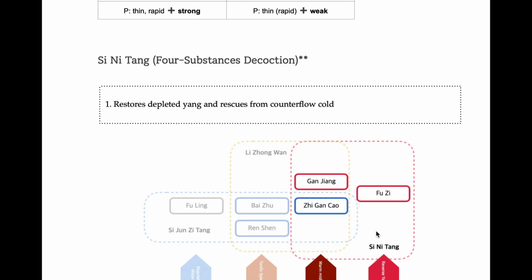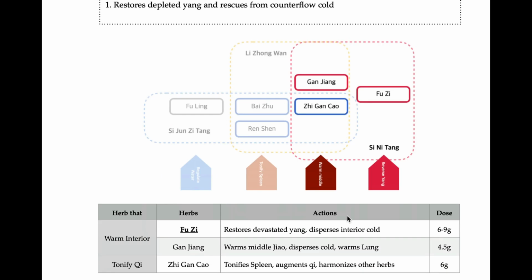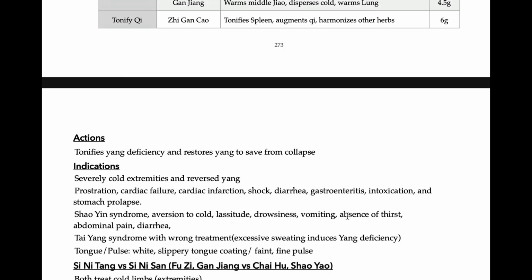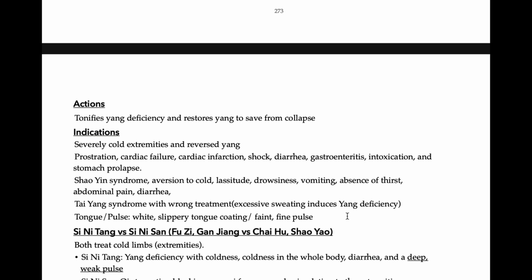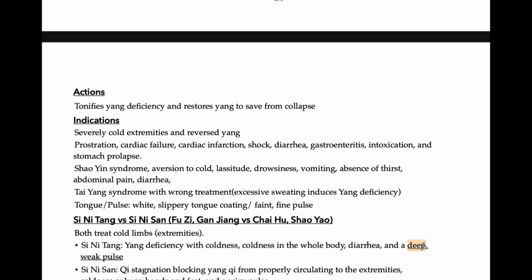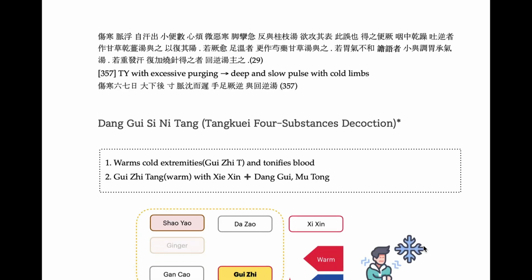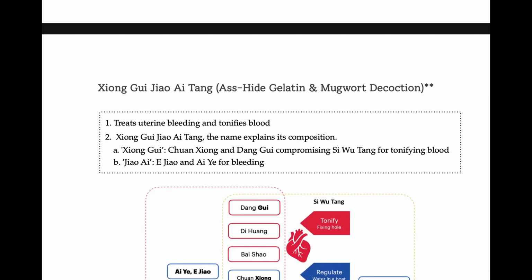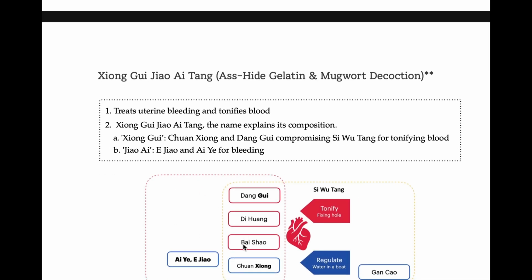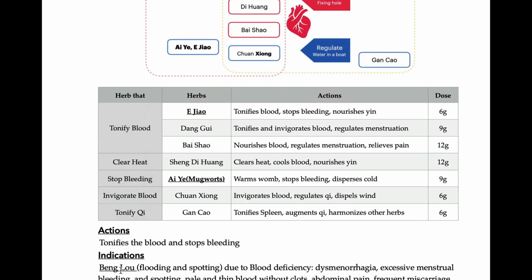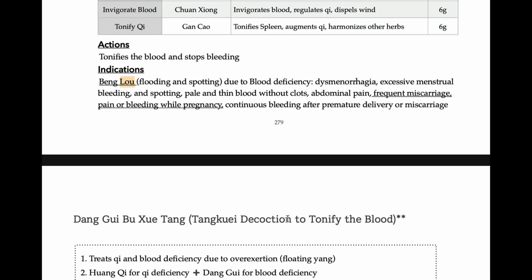And Sinitang only tonifies yang, especially kidney, with Fuzi. Ganjiang, Fuzi, Gancao. So it treats severe emergency conditions with yang deficiency, like collapsing. So deep, weak pulse. Very interior condition. Sinitang. Sinisan is an excess condition. Jiaoaitang. Jiaoaitang stops bleeding, and it can also be used for pregnancy. Based on Siwutang. And Aiye. And it treats bengloü, but mostly lou. Mostly lou. Because it is blood deficiency, not excessive, a lot of bleeding.